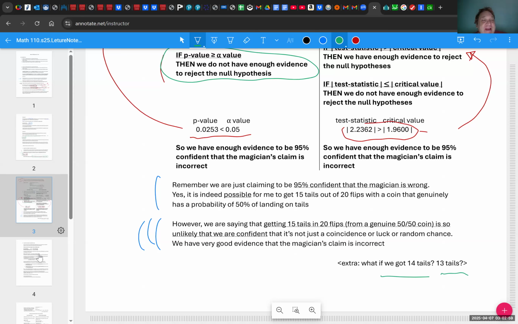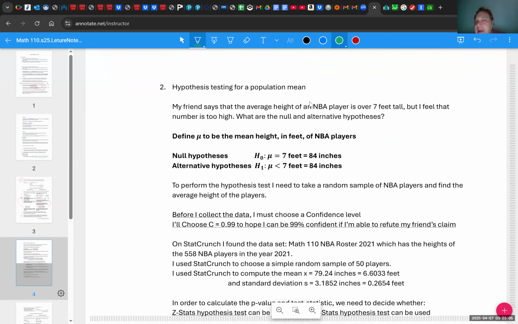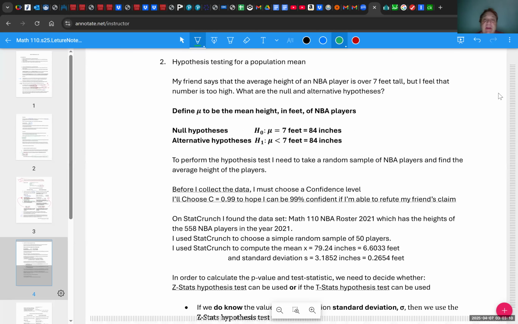All right, so maybe time for a break, but if you want to come back after the break or just keep going, I'm now going to do the same thing for a population mean. So example 1 was about a population proportion. Now we're going to be looking at hypothesis testing for a population mean.